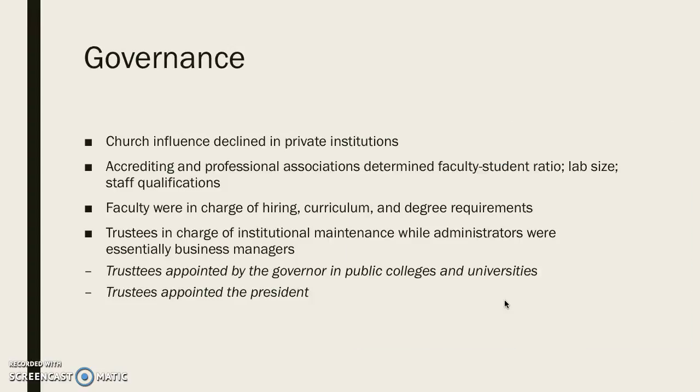The church influence declined in private institutions. Accrediting and professional associations determined the faculty-student ratio, lab size, and staff qualifications. Faculty had more power at institutions and were actually in charge of hiring, the curriculum, as well as degree requirements. Trustees, who were appointed by the governor in public colleges and universities, were in charge of institutional maintenance, while administrators were essentially business managers. And the trustees also appointed the president.